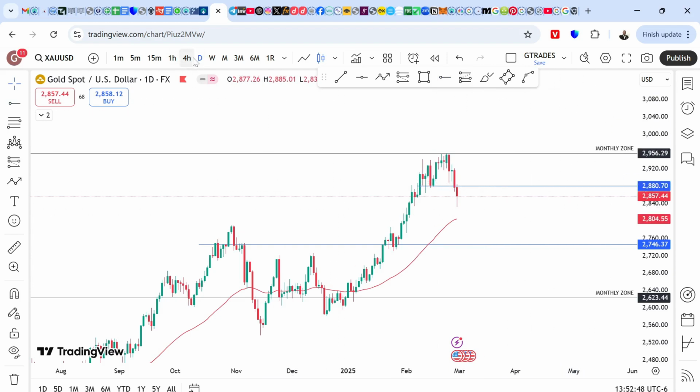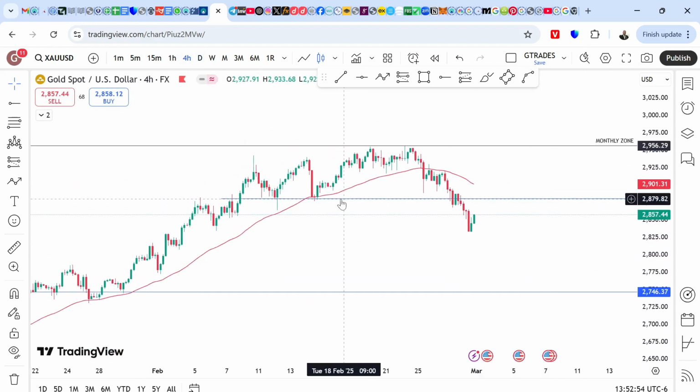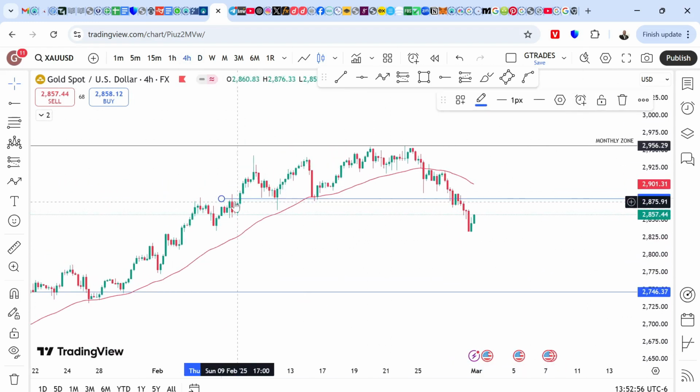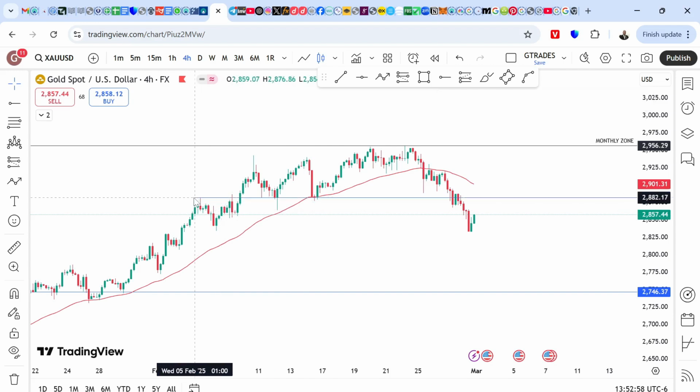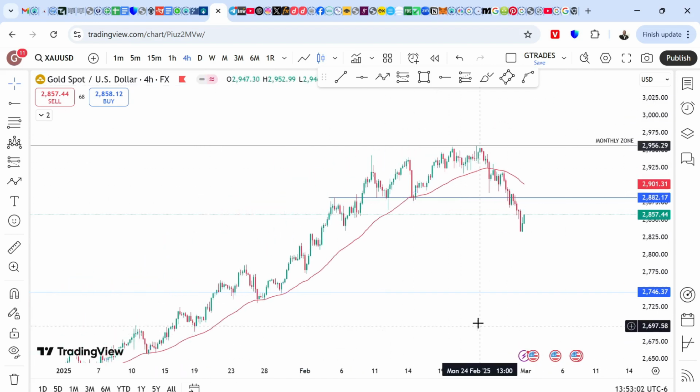Now, let's come to the daily time, on 4-hour time frame rather. Now, on the 4-hour time frame, what I can see is that price is trying to pull back into where it broke out from, right? Very clean. So right now, this is what I can see.